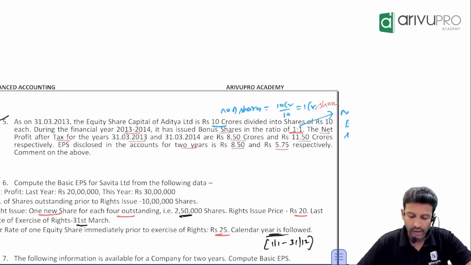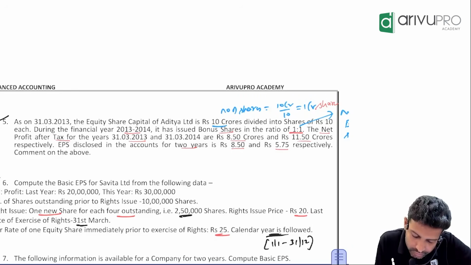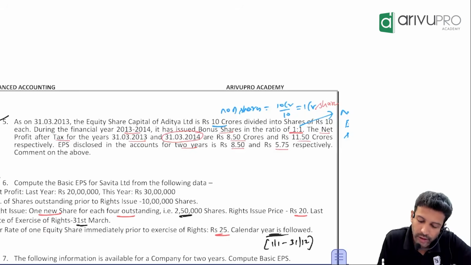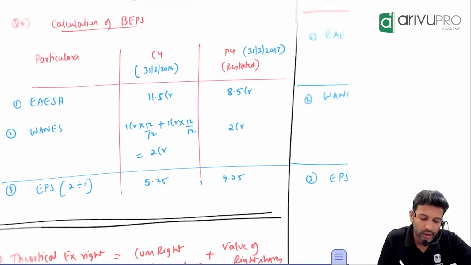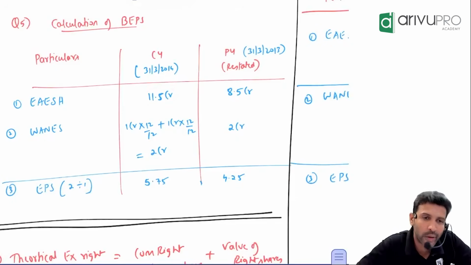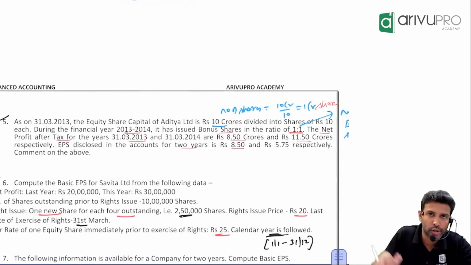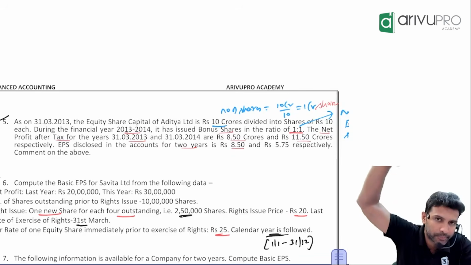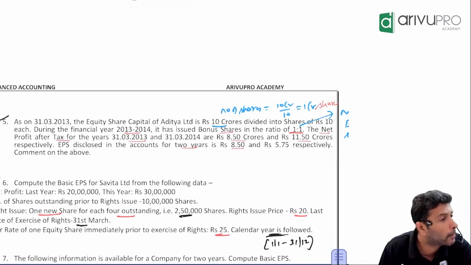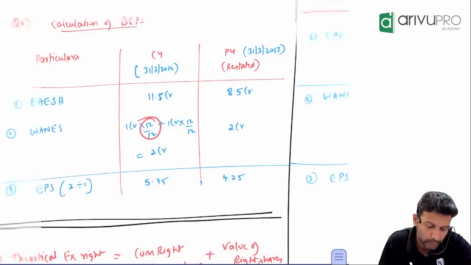So let's recalculate. First, let's do it for the current year, the year ended 31st March 2014. How much is ESH for the current year? 11.5 crore. And then we need one more data for EPS: weights. Here we have 2 types of shares, 1 original and 1 bonus. How many original shares do we have? 1 crore. Did they say this original share was issued during the year? Any data given or no data? What is the assumption? The original shares were there from the beginning. This 1 crore share was there from the beginning, so how much weightage? 12/12.